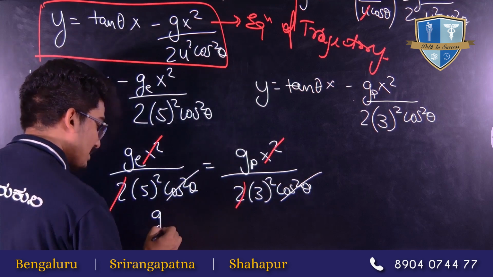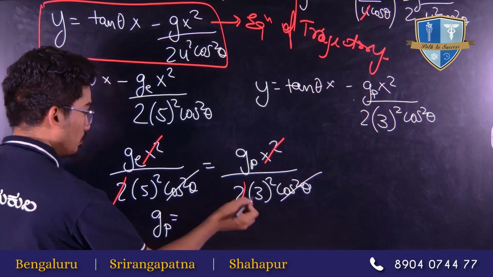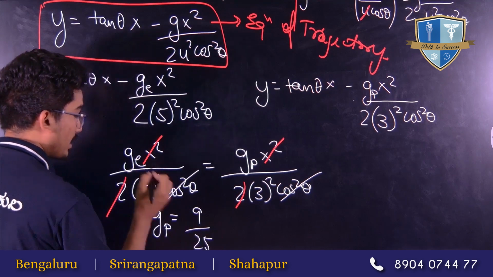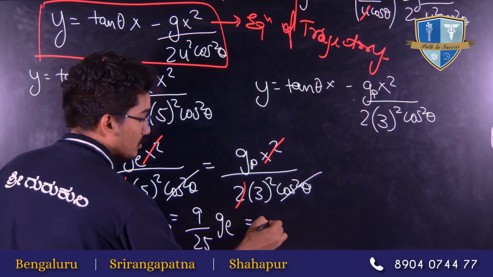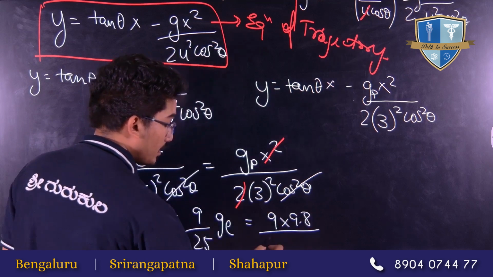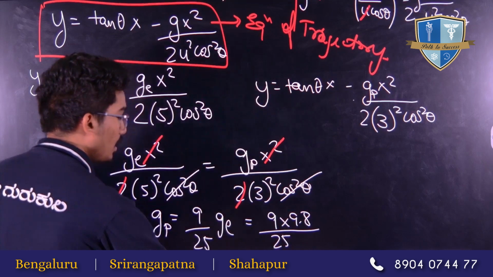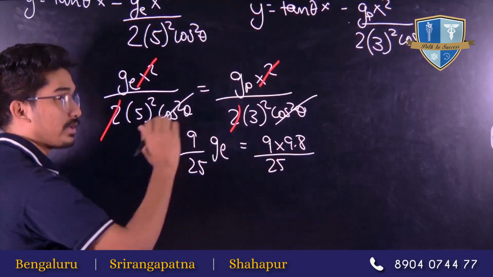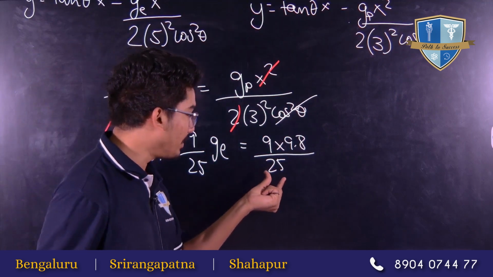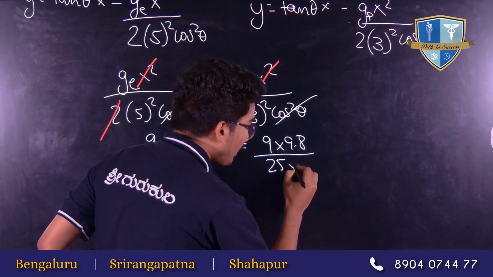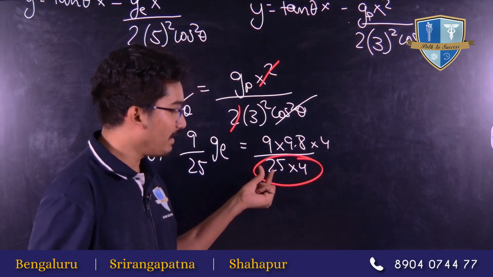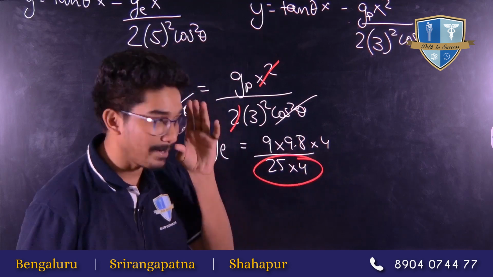So gravitational acceleration at P will be equal to 3 square by 25, meaning 9 by 25 into the gravitational acceleration at Earth, which is equal to 9 into 9.8 divided by 25. Now how will we calculate this without a calculator? If you see something like 25, simply multiply by 4 and divide by 4. Now this becomes 100. Dividing by 100 is easier than dividing by 25.